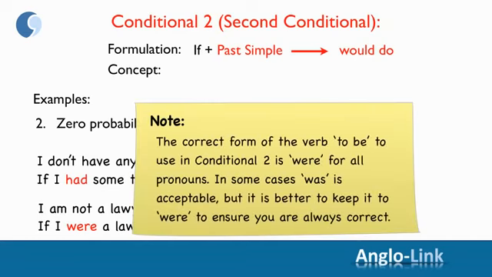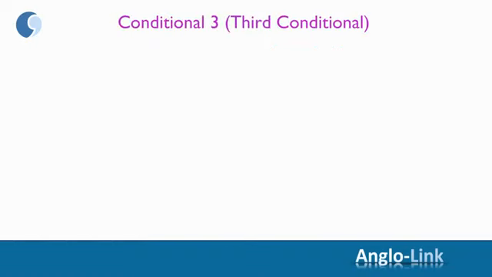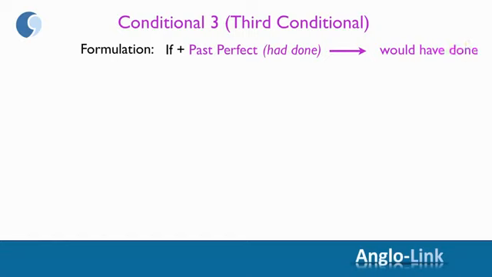Note that the correct form of the verb to be to use in conditional 2 is were for all pronouns. In some cases, was is acceptable, but it is better to keep it to were to ensure you're always correct. Okay, moving on to conditional 3 or third conditional. Let's remind you of the formulation. If plus past perfect, would have done.